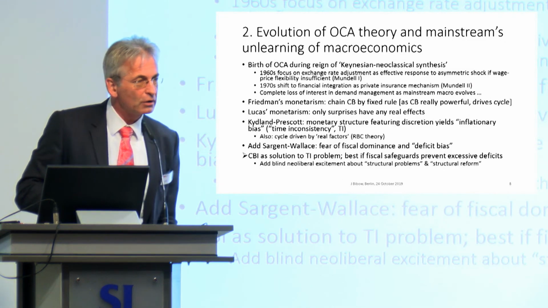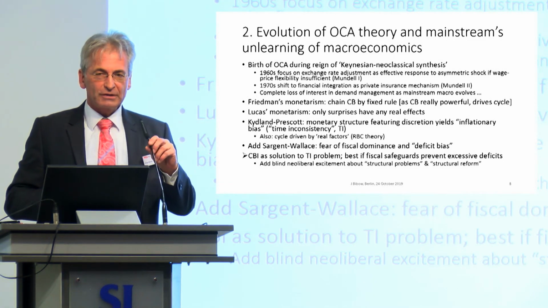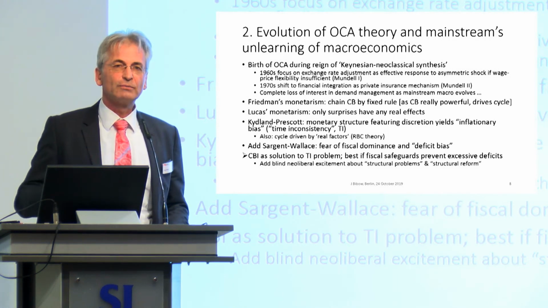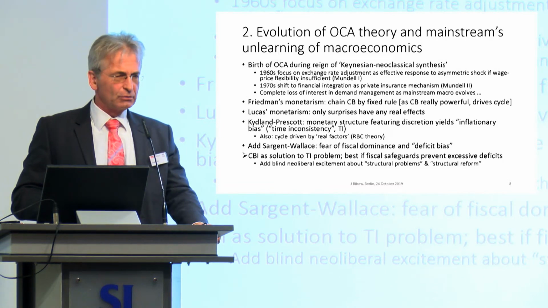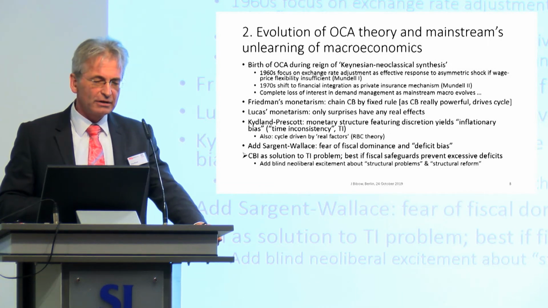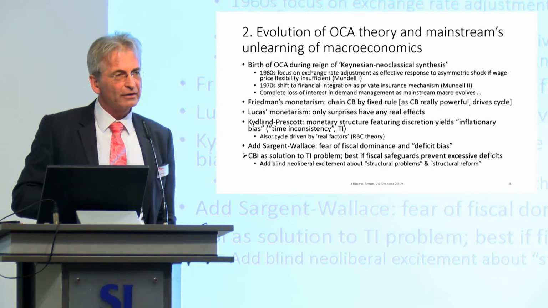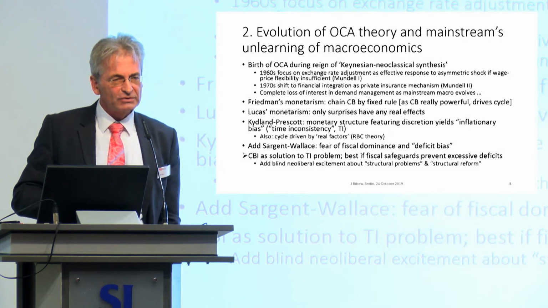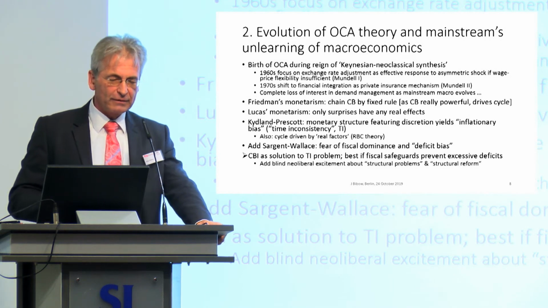Okay, let me move on and talk about OCA and the mainstream. Now, OCA, of course, started out with this idea of exchange rates as an adjustment mechanism in case of asymmetric shocks. So it was kind of Keynesian to some extent originally. Over time, it really became more and more a supply-side story about flexibility and structural reforms and insurance mechanisms and so on. This started with Mundell in the 70s.